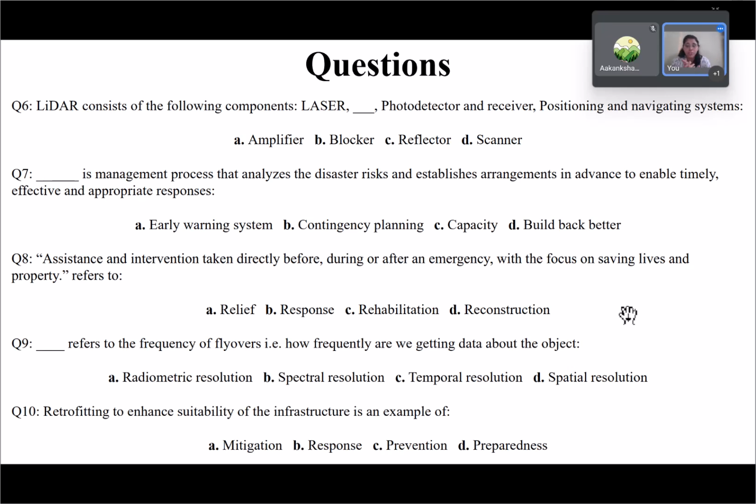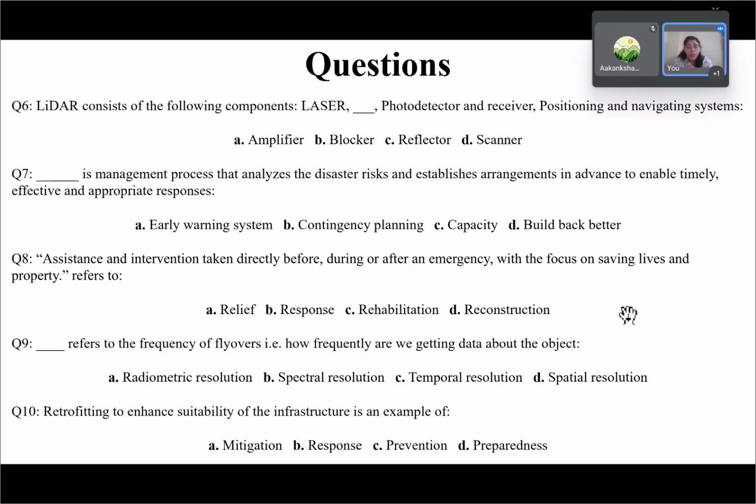Now next is, which of these is a management process that analyzes the disaster risk and establishes arrangements in advance to enable timely, effective, and appropriate responses? Next, assistance and intervention taken directly before, during, and after an emergency, which is basically quickly responding to the disaster. What is that? Next is, dash refers to the frequency of flyovers, that is how frequently we are getting data about the object. This is about resolution. Out of the four types of resolution that we had looked into, which of these is the answer for this?